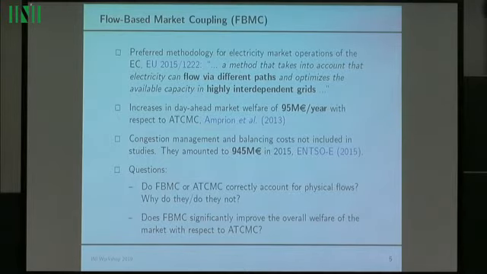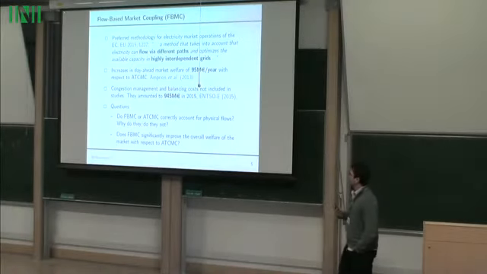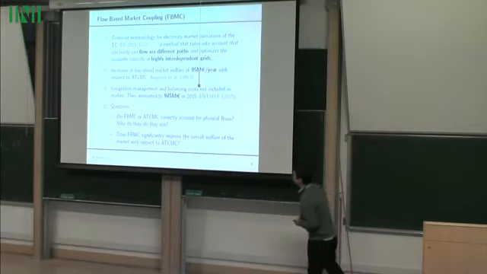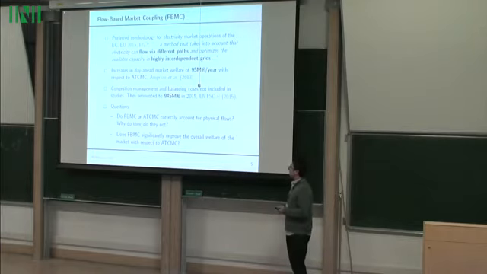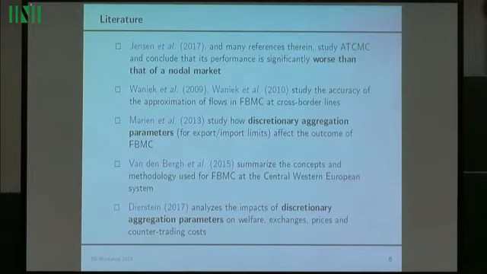So our interest in this work is to understand the extent to which flow-based market coupling does a better job than ATC-based models in accounting for physical flows, and understand a bit the qualitative reasons behind that, and to make a statement about what's the implication in terms of welfare. There has been work on the topic. The work is gaining increasing attention because it's being implemented as we speak.